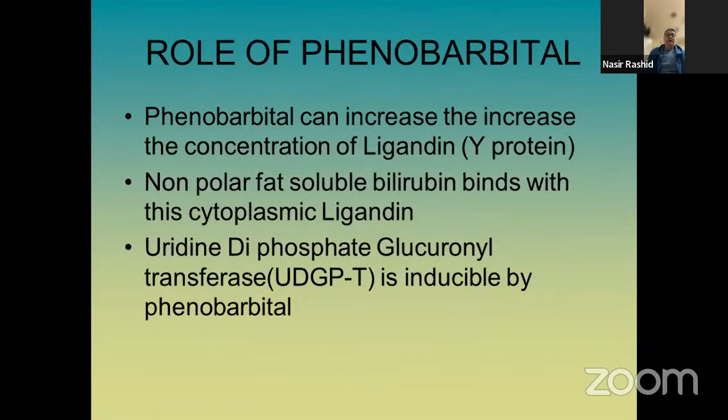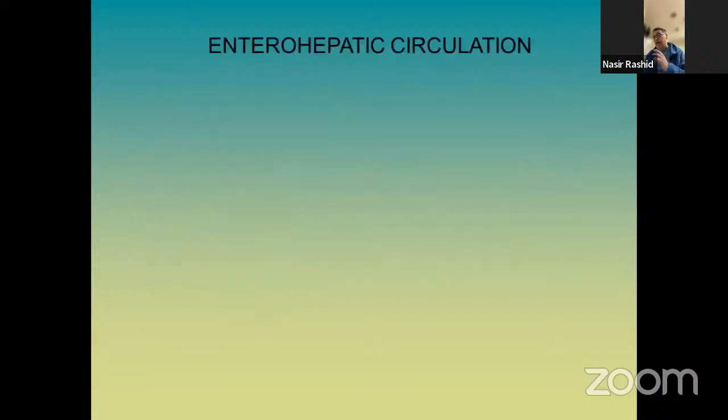So phenobarbital, I want to talk about it because a lot of pediatricians, and in the old days when I was in Pakistan, I also sometimes used phenobarbital. What it does is increase the concentration of a protein called Y protein or ligandin. It helps in the binding of the bilirubin with that cytoplasmic ligandin. And then it also induces the enzyme UDPGT, or uridine diphosphate glucuronyl transferase. You have to understand the role of that enzyme before we move on.